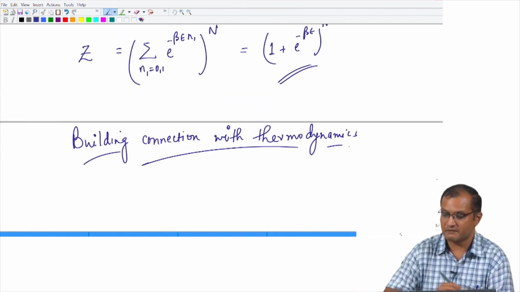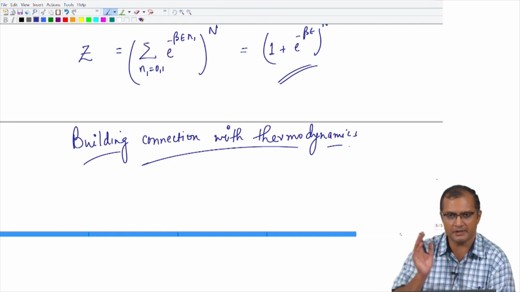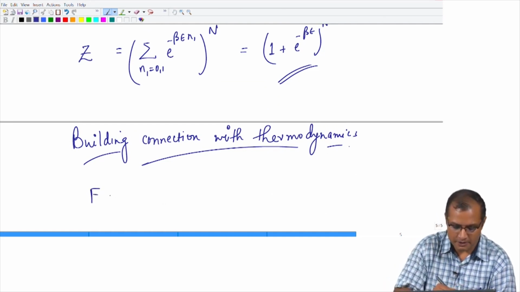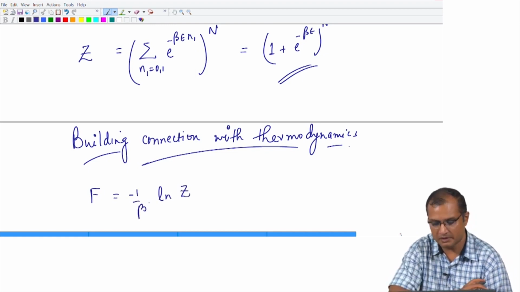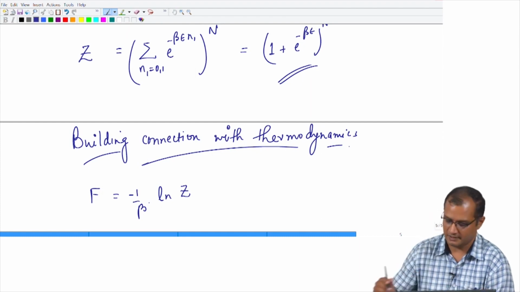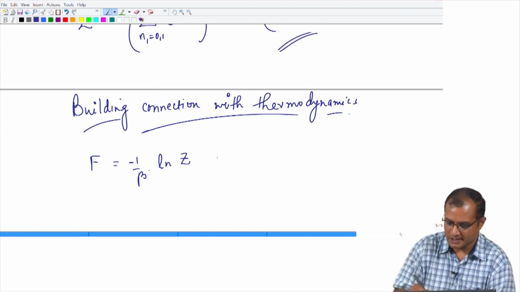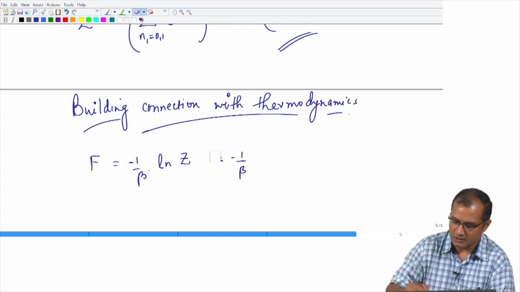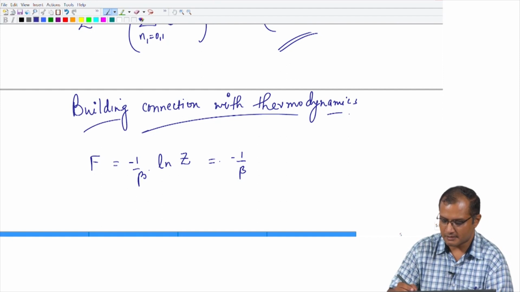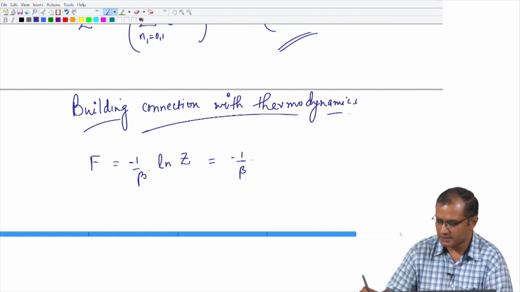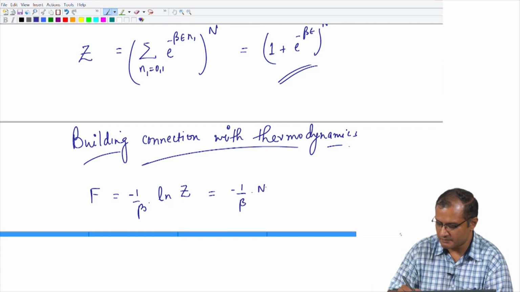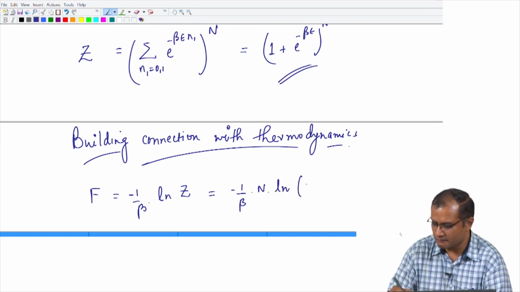So, with the partition function just recently computed, the first thing I am going to do is set up the bridge, which is F equals minus 1 over beta ln Z. This opens up the connection with thermodynamics. So, this is nothing but minus 1 upon beta times the logarithm of the partition function that I have just obtained. If I look at the definition, it is just minus N over beta times the logarithm of 1 plus e raised to minus beta epsilon.